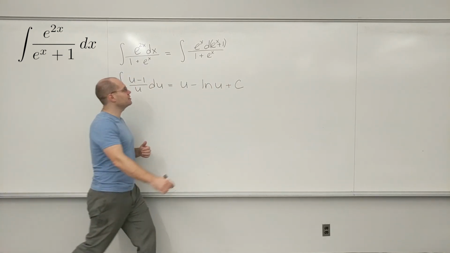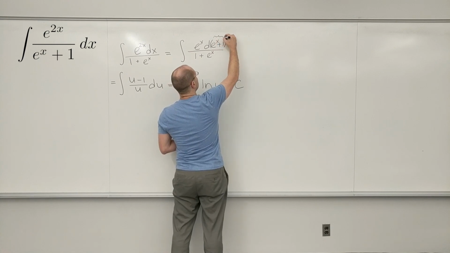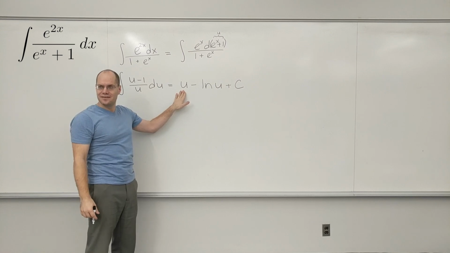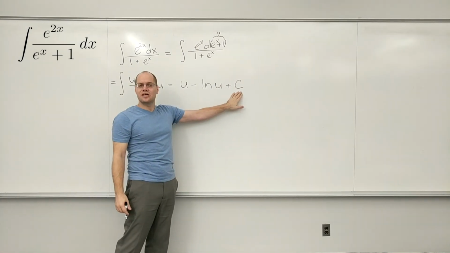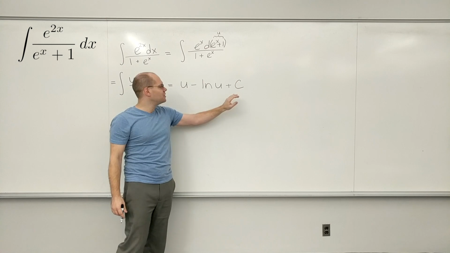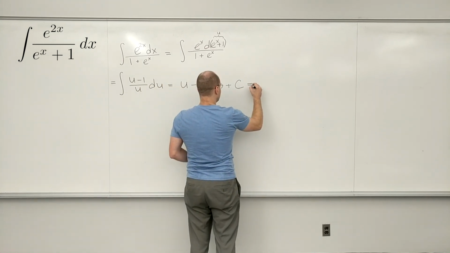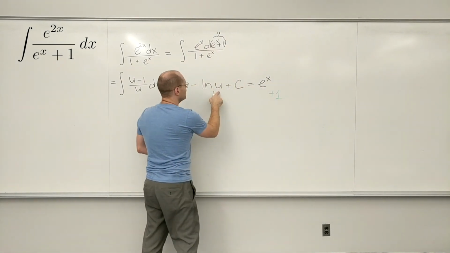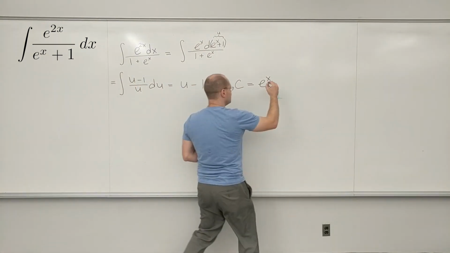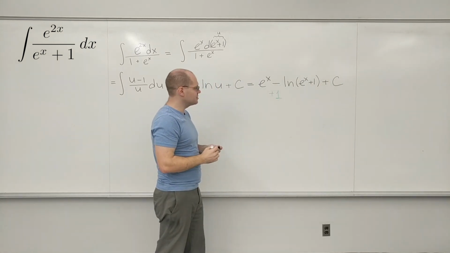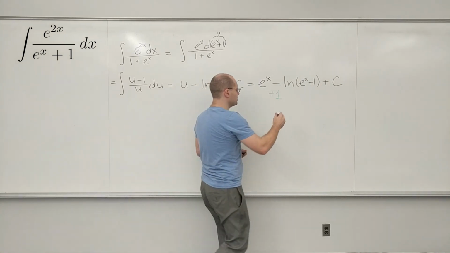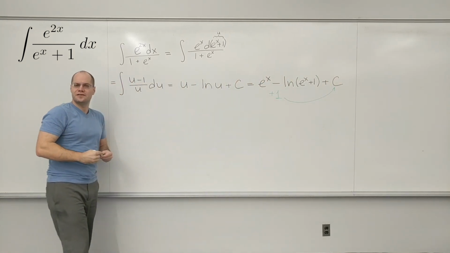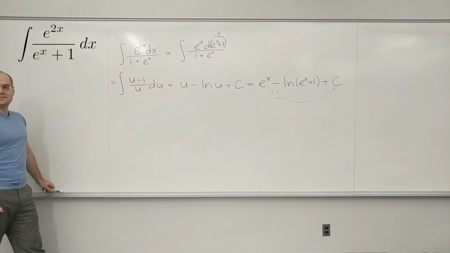And now I'm remembering that e to the x plus 1 was u. So this becomes e to the x plus 1. And once again, I'll let the constant of integration absorb the plus 1. So we're just left with minus log of e to the x plus 1. And, just for documentation purposes, this is where the plus 1 went. Absorbed into C. And that's example number 2.